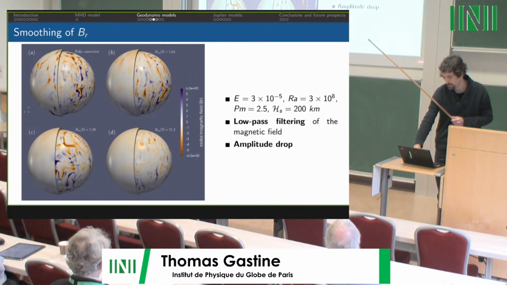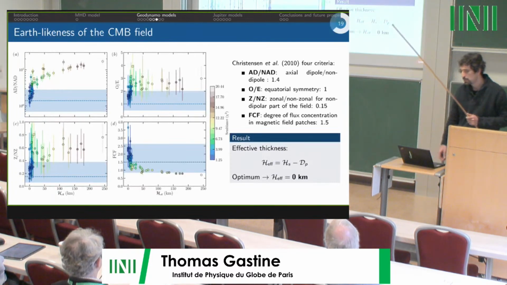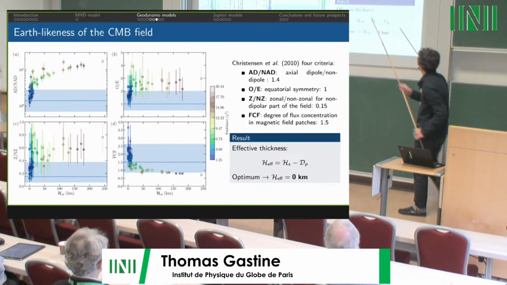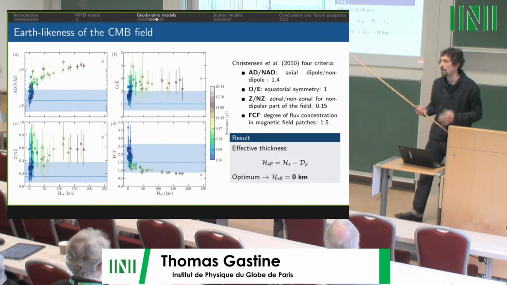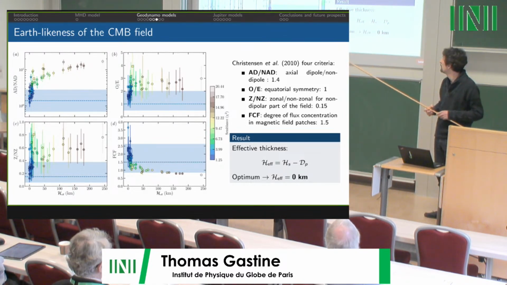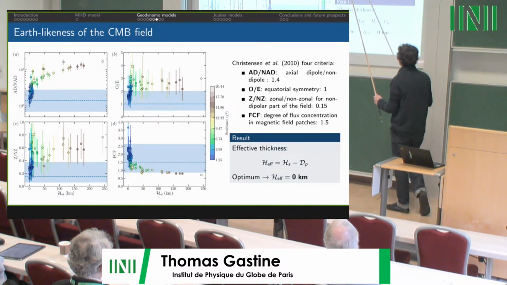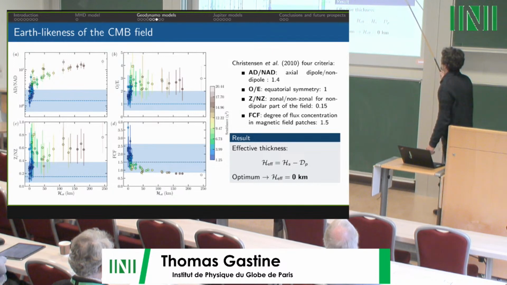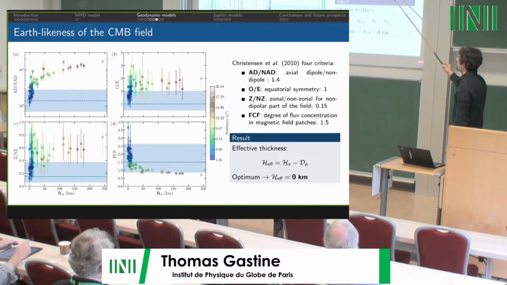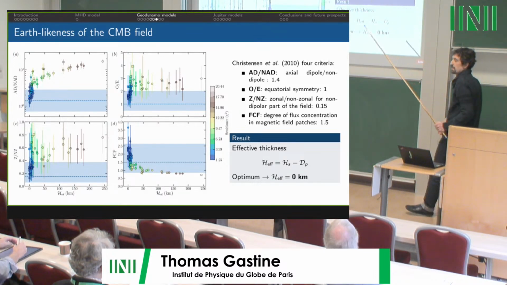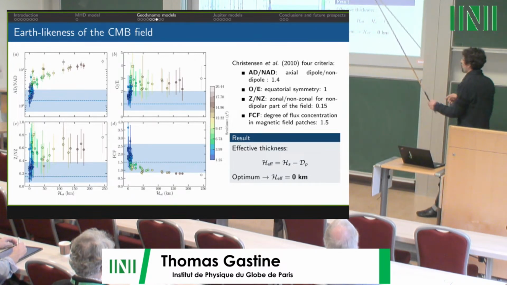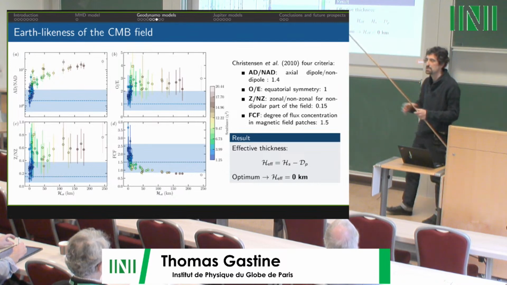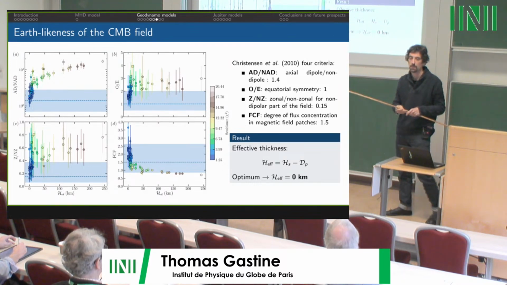If you want to quantify that, you can use the rating parameters introduced by Christensen and collaborators in 2010 that try to estimate the Earth-likeness of a field produced by the dynamo model in terms of 4 parameters. One being the degree of the axial dipole component. The second one, the degree of the symmetry of the field at the core mantle boundary. The third one, the zonality of the field. And the fourth one quantifying the ability of the field to produce localized patches.